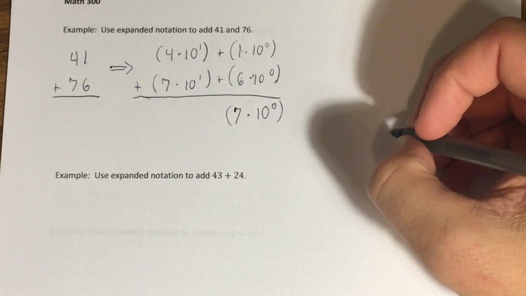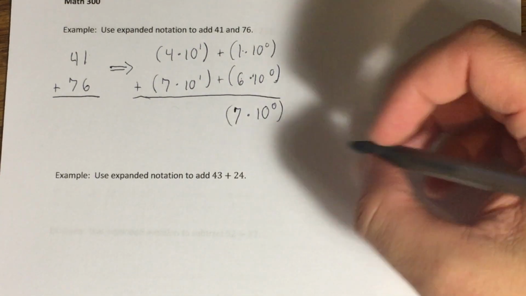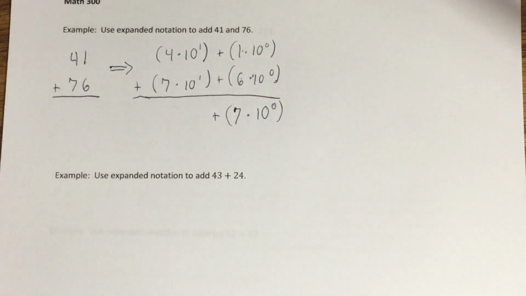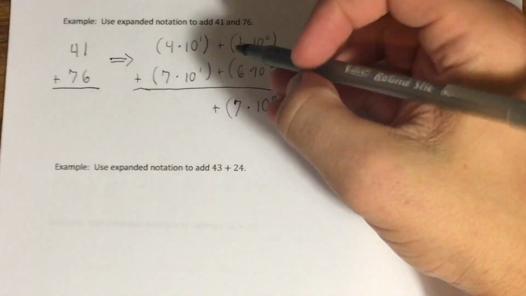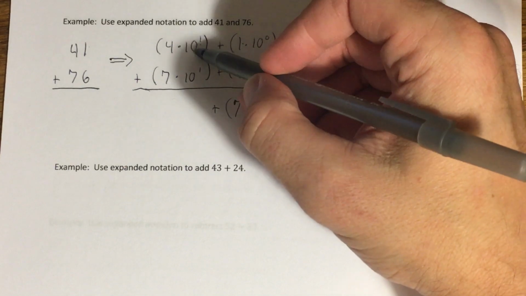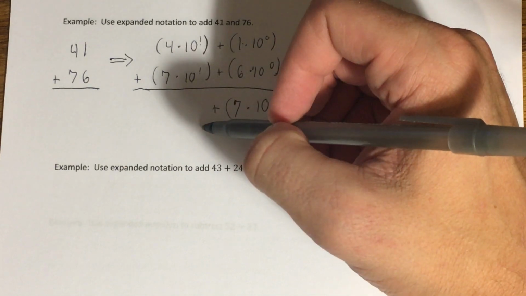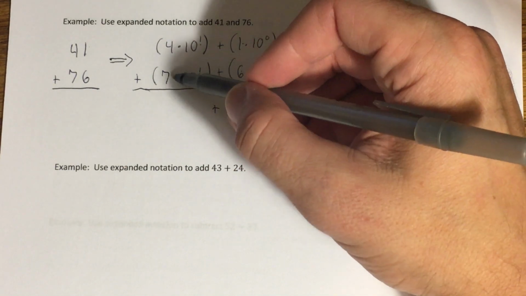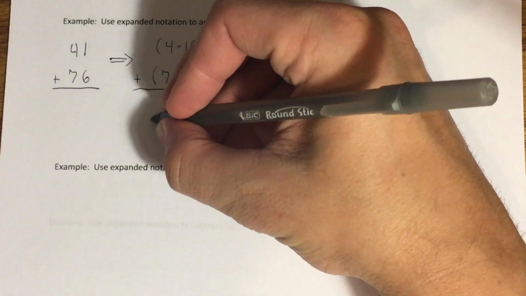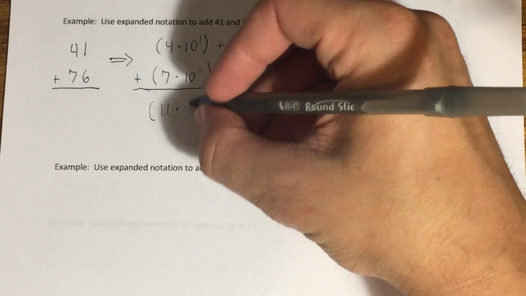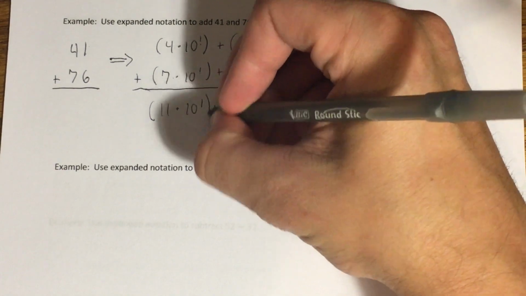So now I have 7 times 10 to the power of 0. Okay, let's do the same thing here. I have matching powers of 10, 10 to the power of 1, 10 to the power of 1. So I'm going to add my single-digit numbers here. 4 plus 7 is 11. 11 times 10 to the first power.